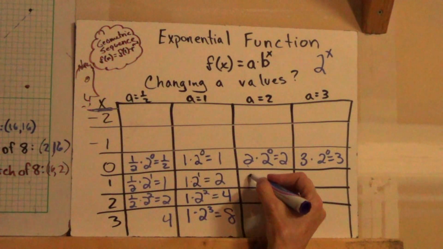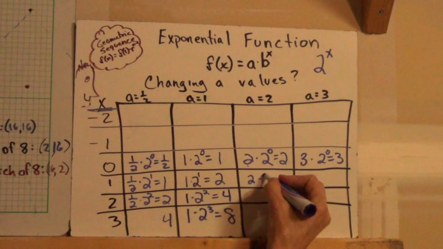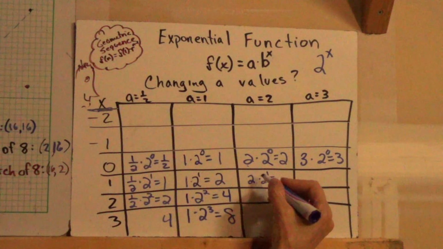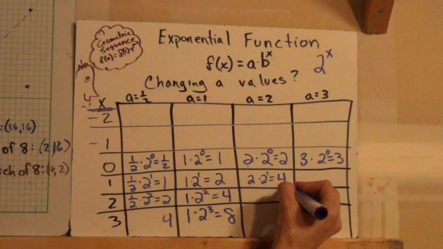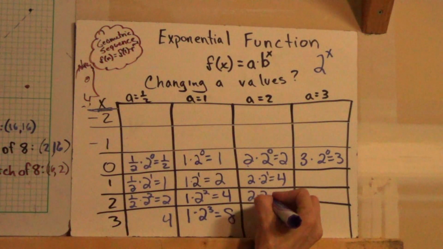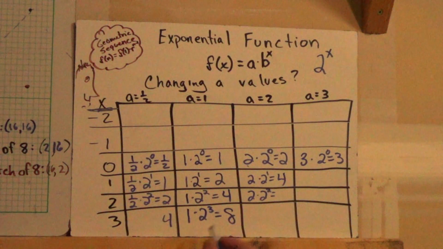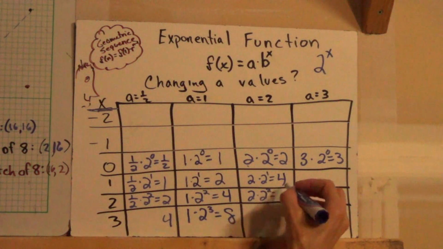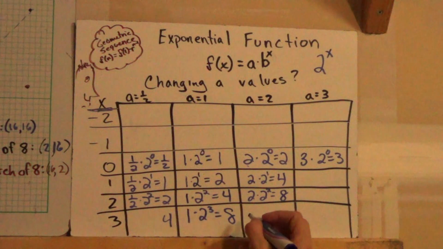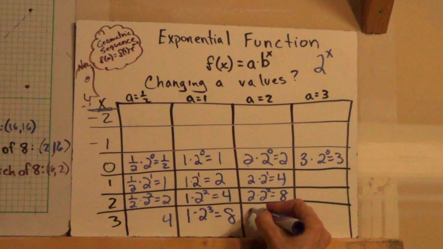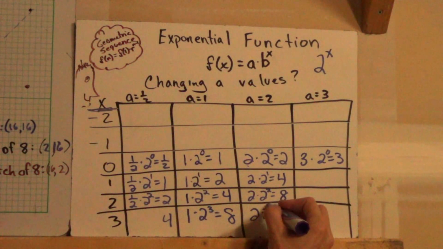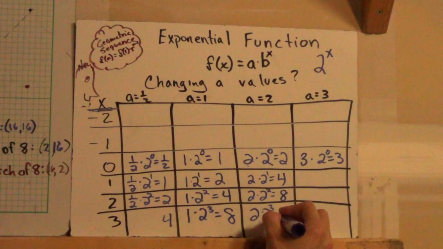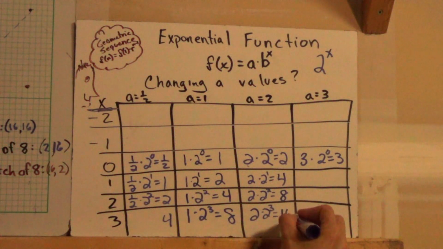This one, 2 times 2 to the first. 2 times 2 is 4. 2 times 2 to the second. 2 to the second is 4, times 2 is 8. 2 times 2 to the third, that's 16.